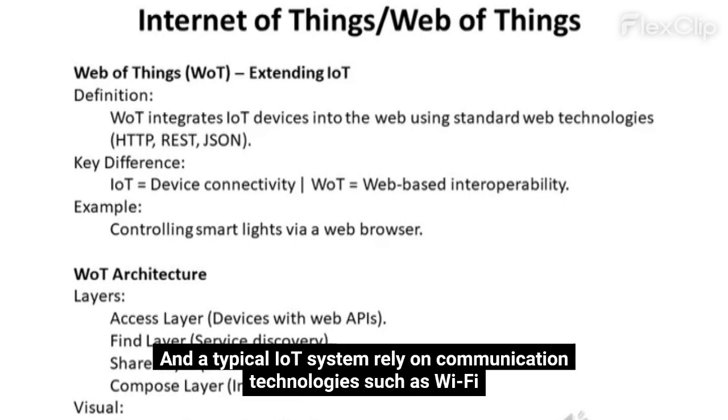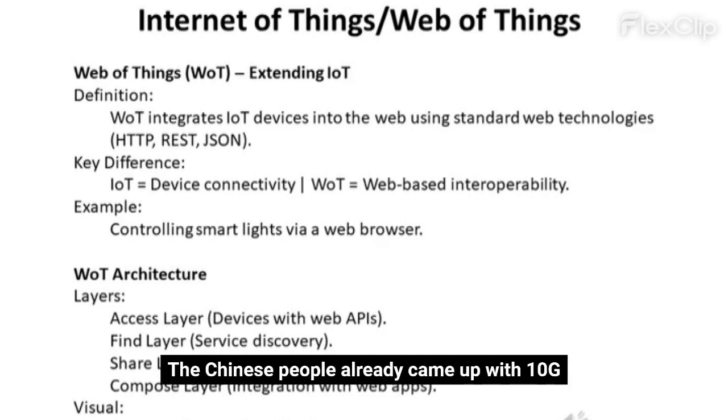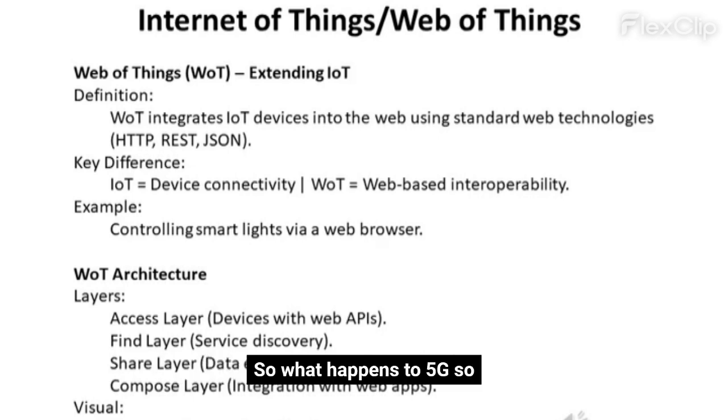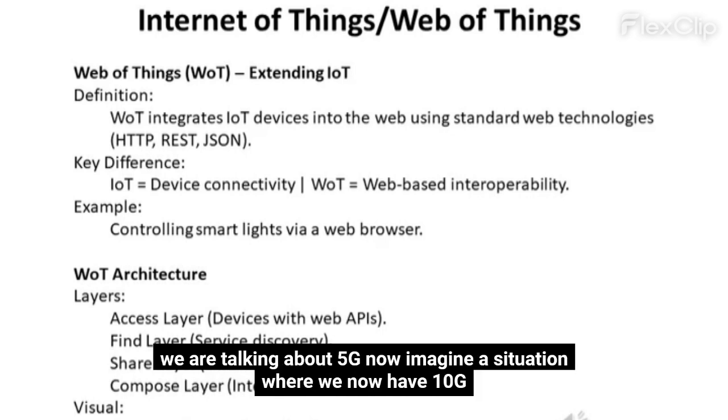And a typical IoT system relies on communication technologies such as Wi-Fi, Bluetooth, Zigbee, LoRaWAN, and 5G networks. But we are talking of 5G, and the Chinese people already came up with 10G. So what happens to 5G? The world is actually fast evolving. And if we are talking about IoT and we are talking about 5G.